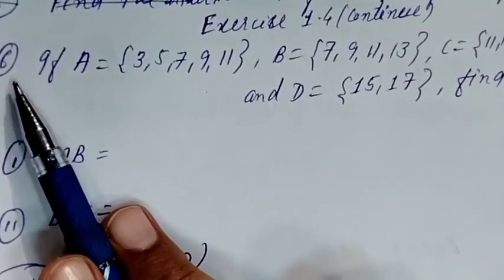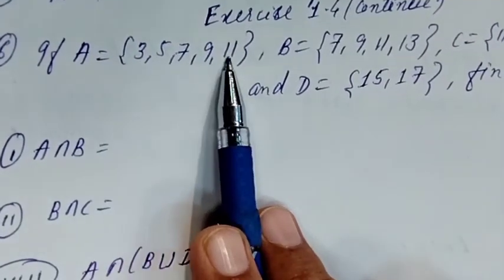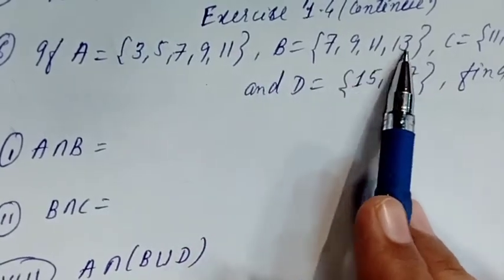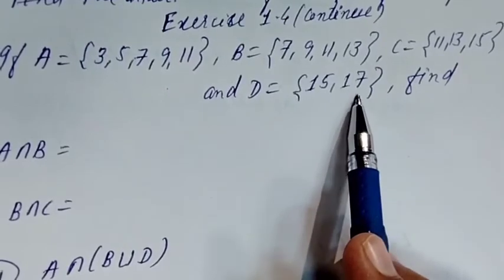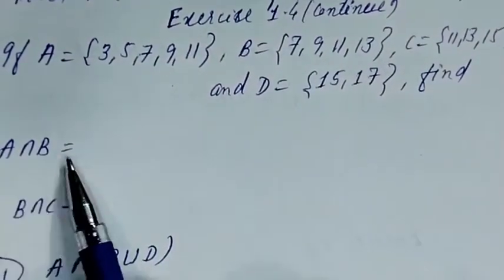We are doing exercise 1.4. Continue. Question number 6: if A equals 3, 5, 7, 9, 11, B equals 7, 9, 11, 13, C equals 11, 13, 15, and D equals 15, 17. Find A intersection B. Intersection means common.